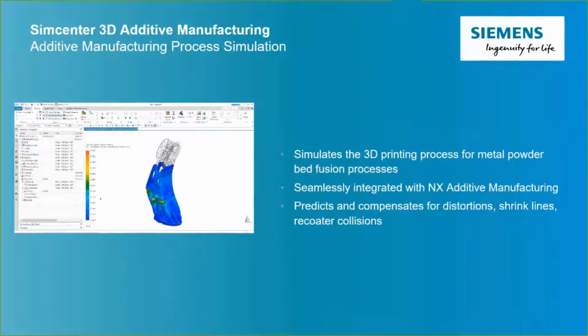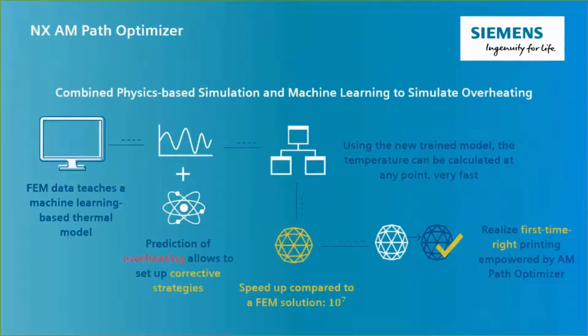Now, so far we've talked about Sonata and SimCenter 3D Additive Manufacturing as tools that can help a manufacturer move quickly up the knowledge acquisition slope. Siemens also has a third tool on the horizon. It's to help you aid with you getting that first time right print. We're currently working on a tool we call the NX AM Path Optimizer, and that uses simulation again to identify local overheating, and then it corrects the deposition path to address those issues.